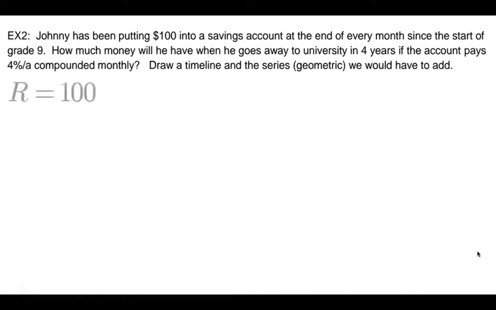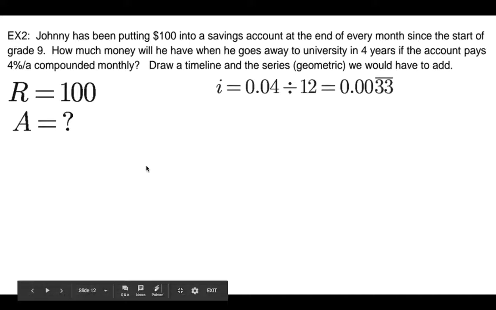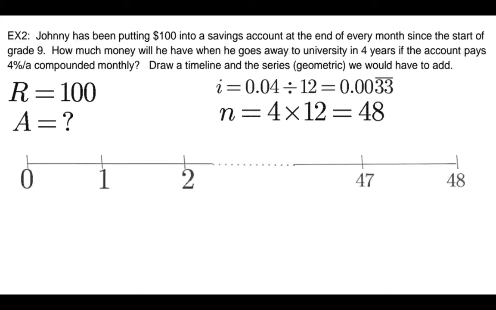Example, so compounded monthly, how much money will you have? And so that's kind of looking at a future amount, how much you're going to have in the future. The interest rate's about 1/3% per month, so it's 0.04 divided by 12. We do a lot of monthly examples. This could be quarterly too, but with monthly, you divide by 12. We're going to do it for 48 months. Timeline looks like this, 48 months and then $100 each time.